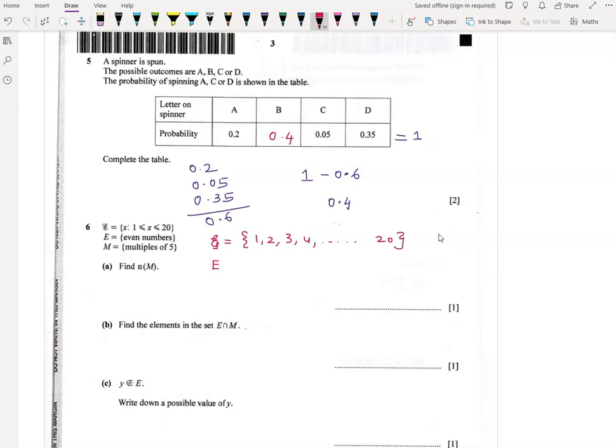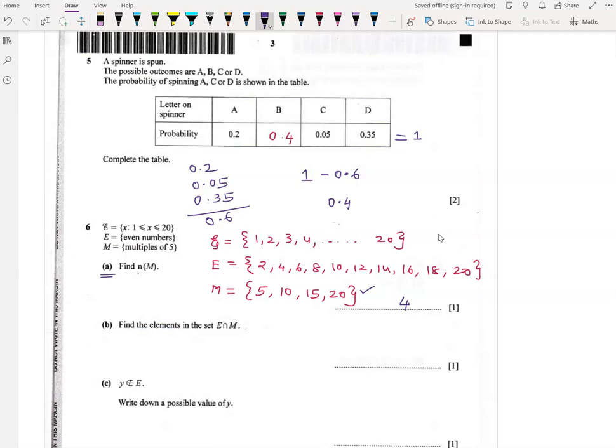Set E is a set of even numbers. So even numbers from the universal set are 2, 4, 6, 8, 10, 12, 14, 16, 18 and 20. And set M is a set of multiples of 5. So from the universal set, multiples of 5 are 5, 10, 15 and 20. Okay, question 6a says find the number of elements in set M. So in set M you have 4 elements, so your answer is 4.